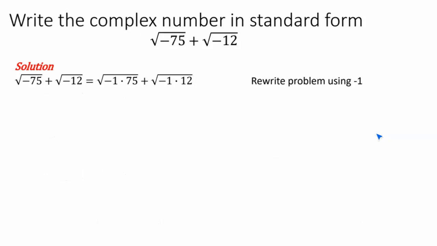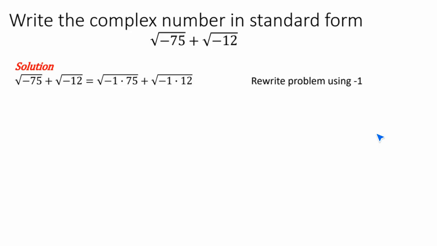All right, so let's see. Do we have one more example? Yes, awesome. All right, so here we have write the complex number in standard form. So we don't see any i's, but what we do see is negative numbers inside our radicand, right? So we know that we are going to have an imaginary number.